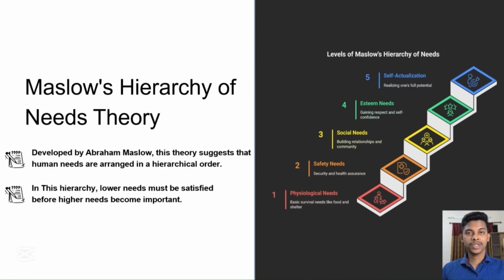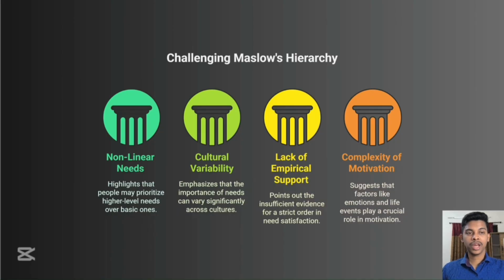Although widely accepted, Maslow's theory has limitations and quite a few criticisms as well. Like, needs may not always follow a strict hierarchy. Some prioritize higher needs even when lower ones are unmet. Cultural differences also impact priorities. People from different backgrounds value needs differently. There is no conclusive proof supporting that needs follow Maslow's strict order.